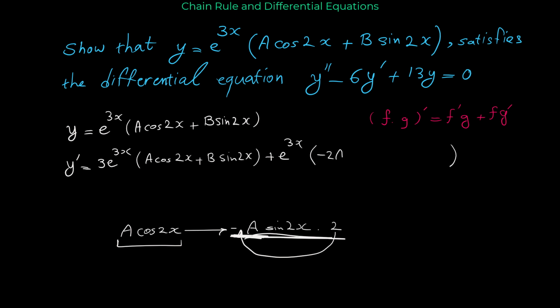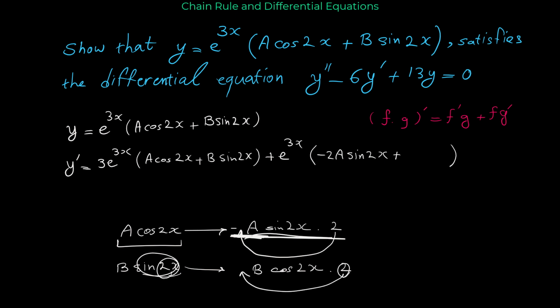Negative 2a sine 2x plus, now we have to find the derivative of b sine 2x. Again, keep the b. The derivative of sine is cosine, multiply by the derivative of the inside, 2. And again, if you put the 2 here, the derivative of b sine 2x is 2b cosine 2x.